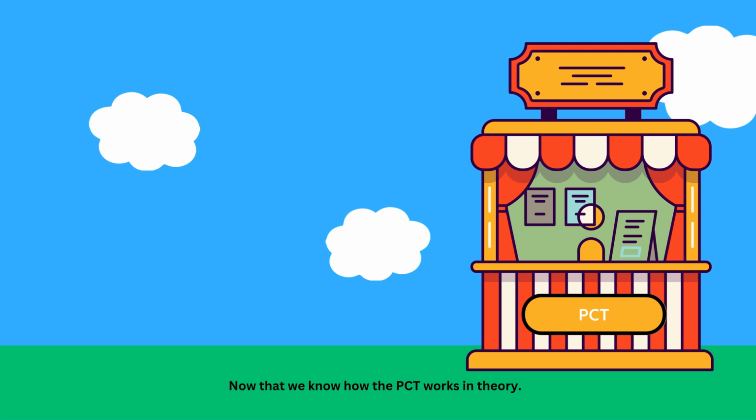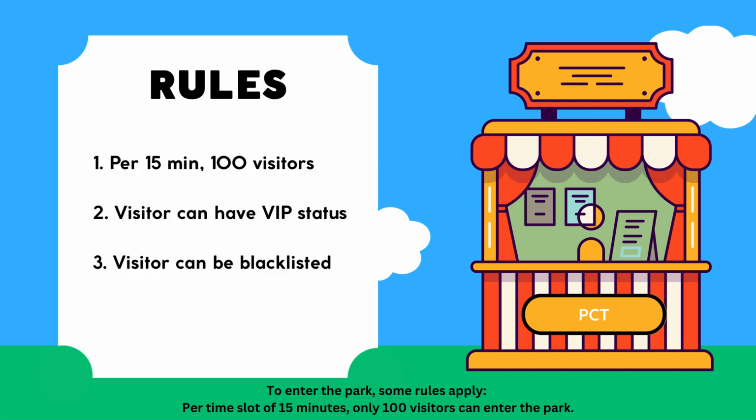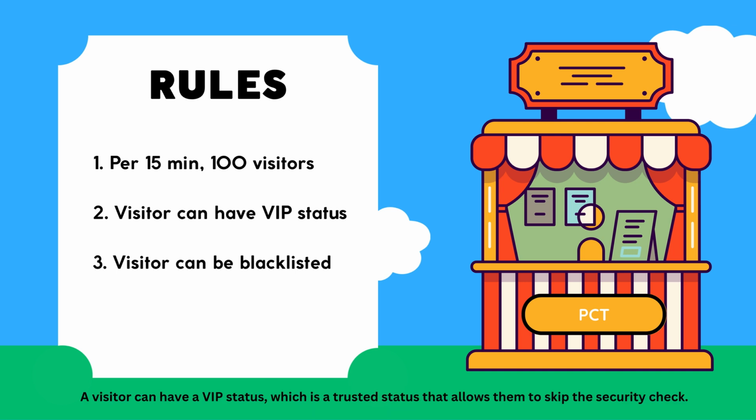Now that we know how the PCT works in theory, let's explain the process cycle test step by step, by looking at the park entry system of QualityLand. To enter the park, some rules apply. Per time slot of 15 minutes, only 100 visitors can enter the park. A visitor can have a VIP status, which is a trusted status that allows them to skip the security check. A visitor can be blacklisted, which denies them access to the park.